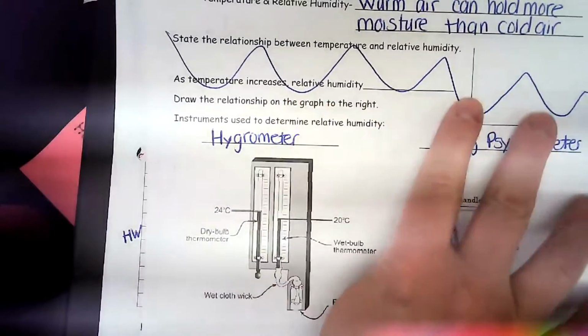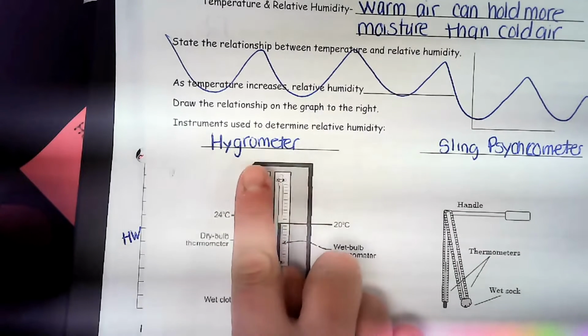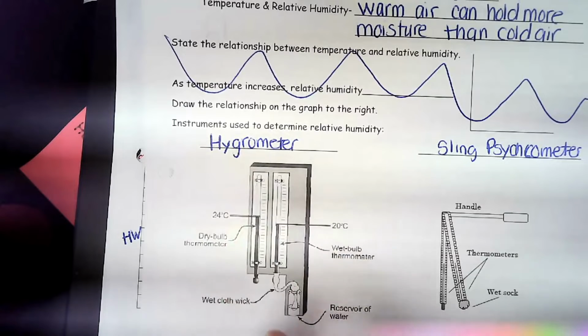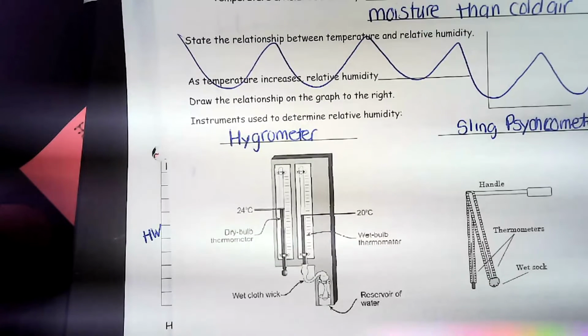All right, speaking of, so we did the warm air can hold more water. We're going to skip that diagram for now. And then we got to naming these two different instruments. We are going to use these instruments not only to determine relative humidity, but at the bottom, dew point temperature. So we do need to get the notes for dew point temperature.